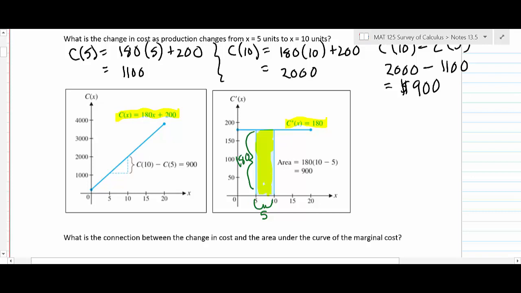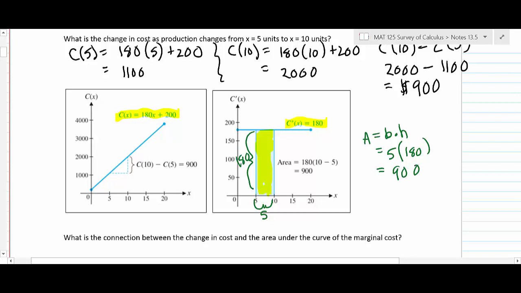Okay, why is it 180? Because the line is up 180, right? Now, if you find the area, you're just doing base times height. So the base is 5, and then the height is going to be 180. So notice it also gives 900.